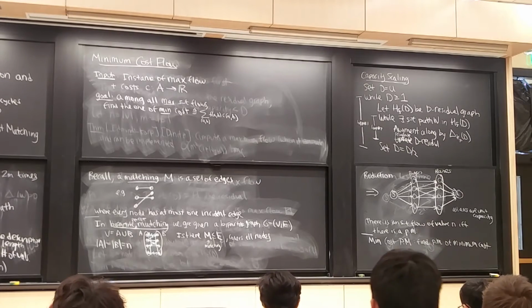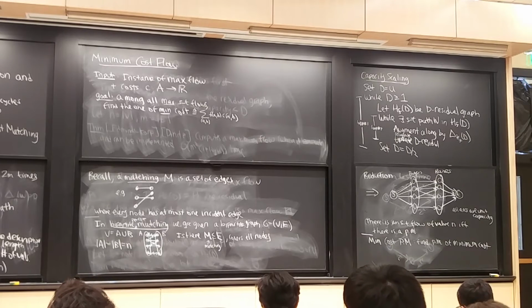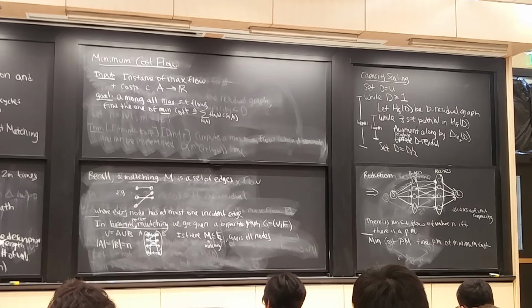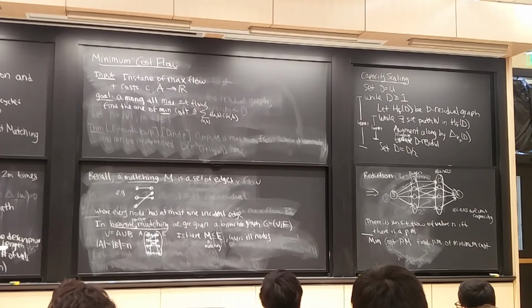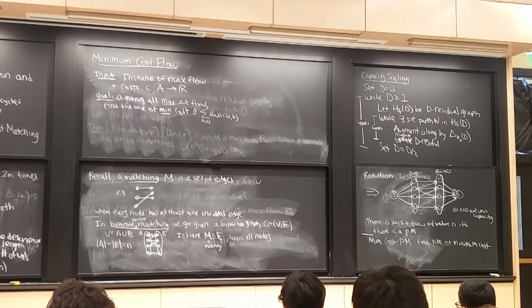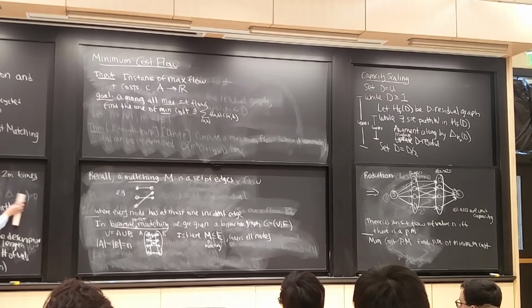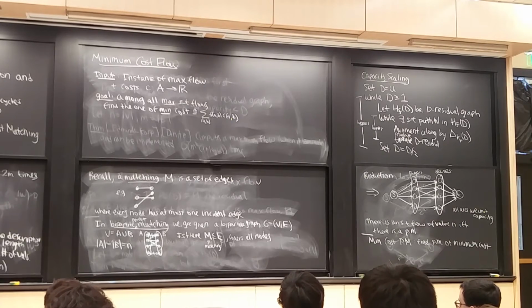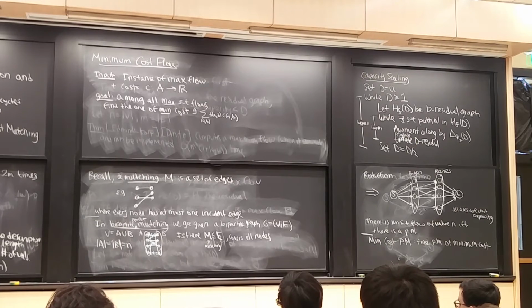So what I claim is we're going to do a very similar type of idea. We're going to create a residual graph, just as we did before. So here's the way that we're going to handle costs in the picture: using the following idea of creating a residual.